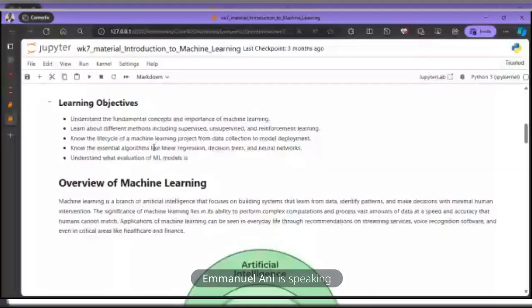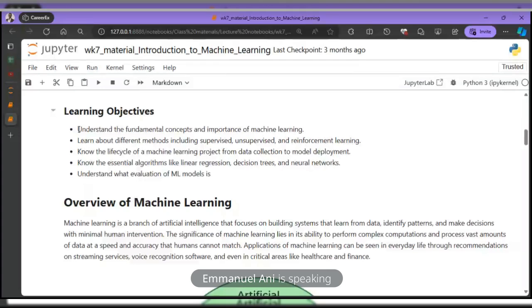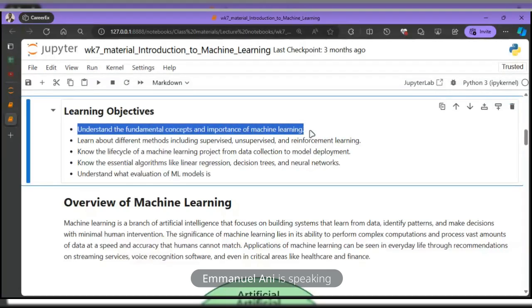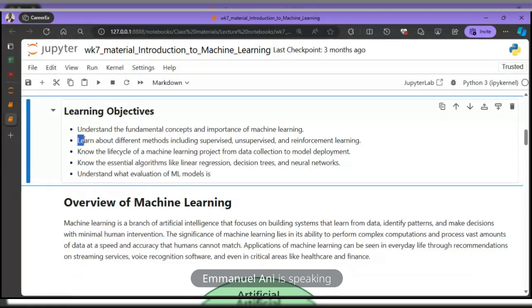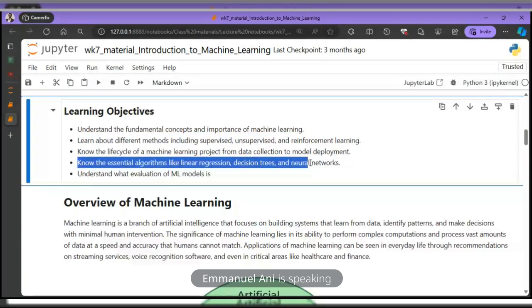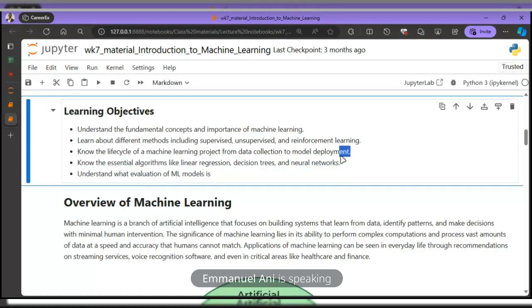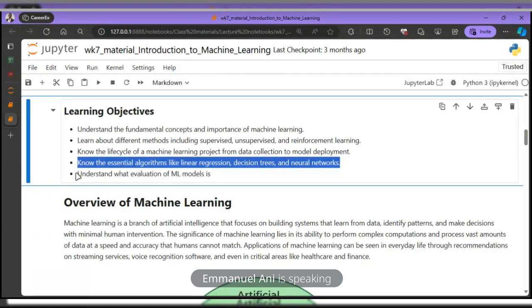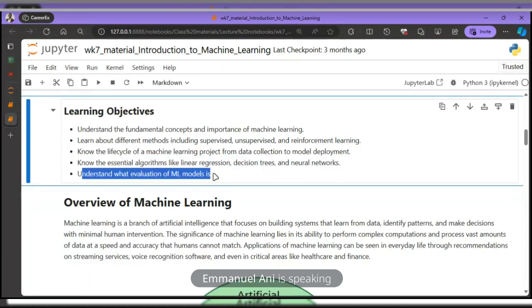Here is your learning objective. At the end of this class, you should understand the fundamental concepts and importance of machine learning. Learn about different methods, including supervised, unsupervised, and reinforcement learning. Know the life cycle of a machine learning project from data collection to model deployment. Know the essential algorithms like linear regression, decision trees, and neural networks, and understand what evaluation of a machine learning model is. So these are the things that you should know at the end of this particular class. So we're going to go over them.